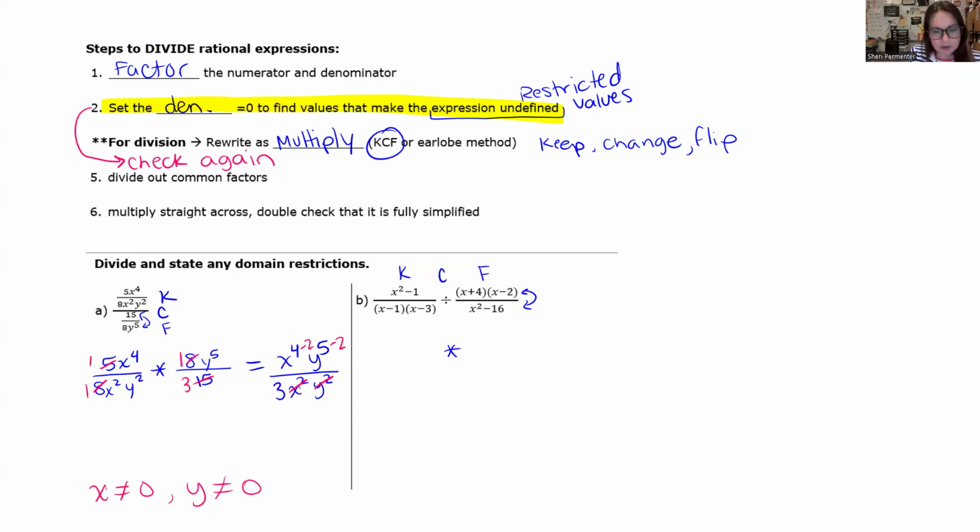So I end up with x, and then 4 minus 2 is 2. For the y's, 5 minus 2 is 3. And then in the denominator, all I have left is a 3. So I am fully simplified.